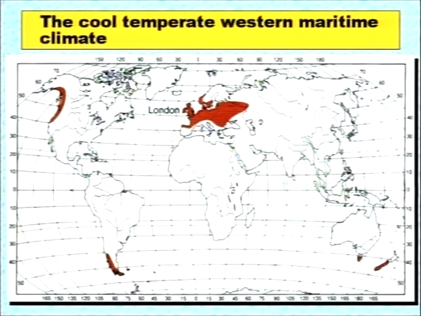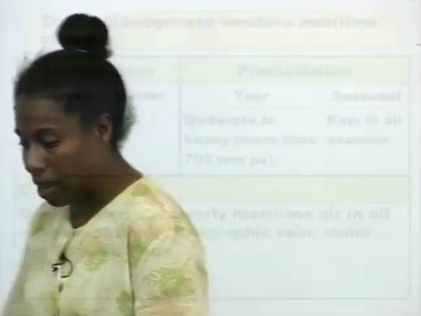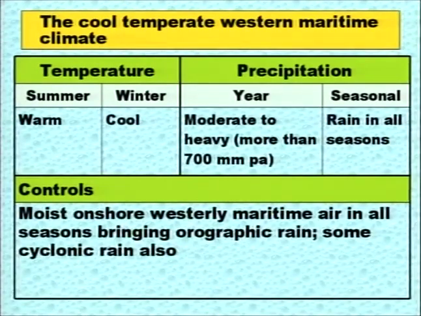Okay, we move on. This time to the summary, and I'm going to give you time to make note of it. For this type of climate, if we're looking at the temperature, in summer the temperatures are warm, and in winter the temperatures are cool. Precipitation or rainfall is moderate to heavy, more than 700 millimeters of rain per annum. And here we're looking at rain occurring in all seasons.